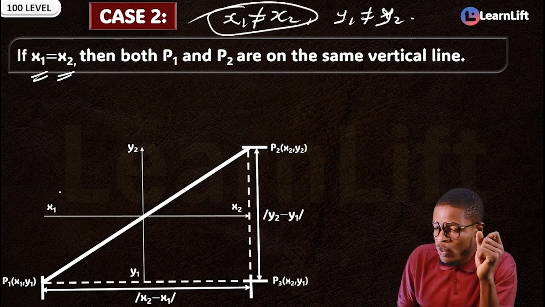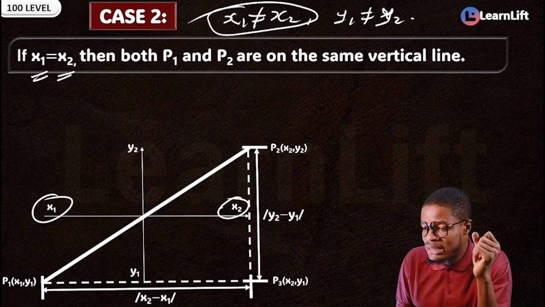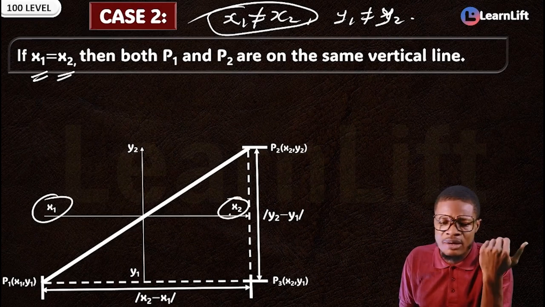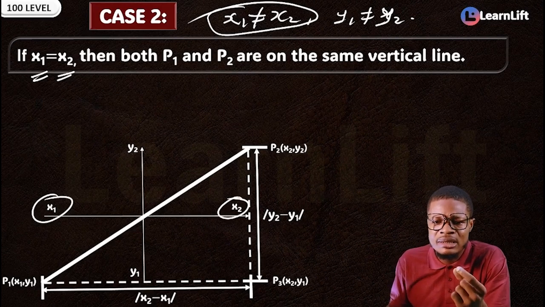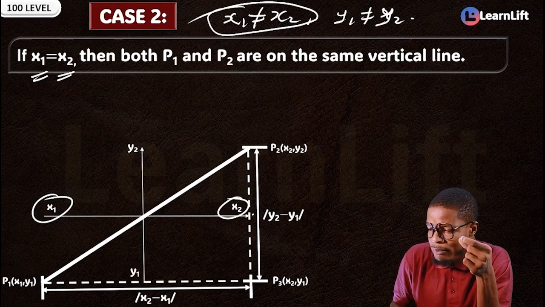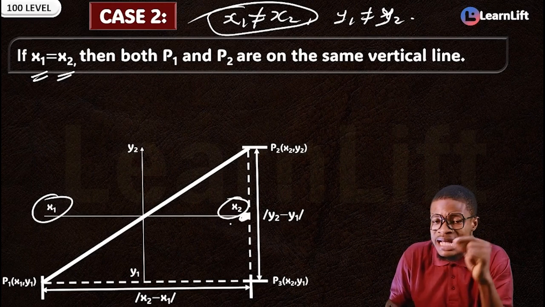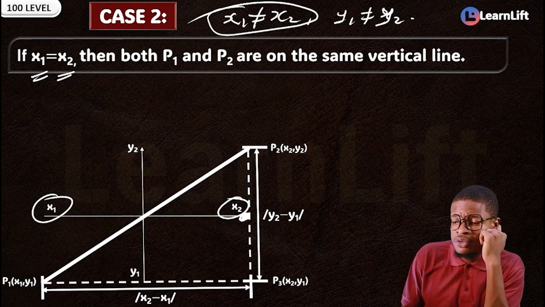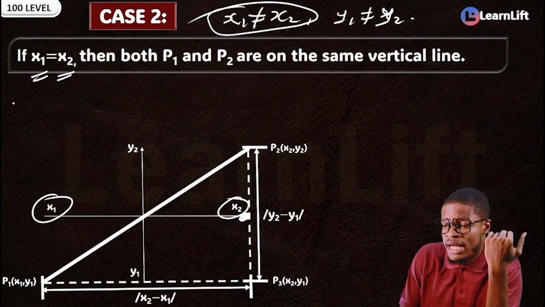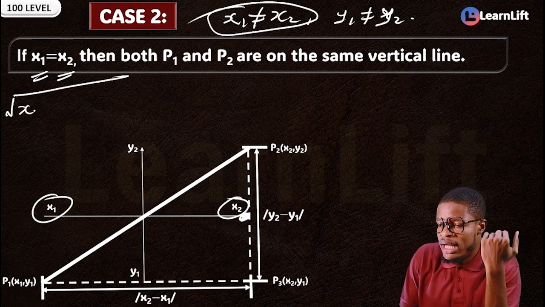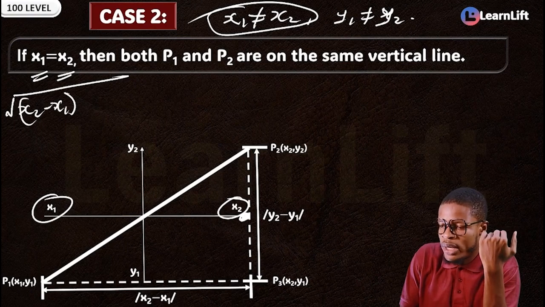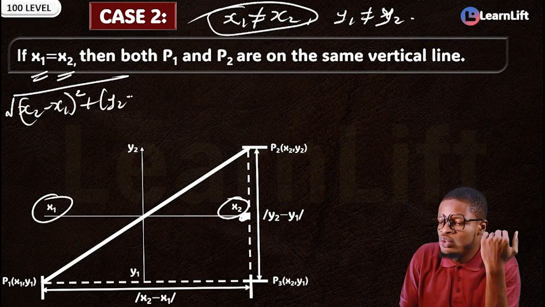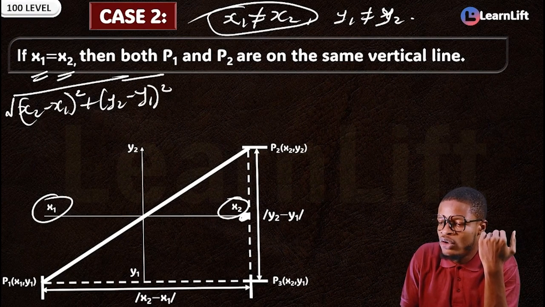What happens when x1 and x2 are the same? It means they're not going to have this kind of distance that we have here. If they are the same, that means the point that we are locating as x1, that same point is x2. Follow me first. You know your distance formula, right? Your distance formula is the square root of x2 minus x1 all squared, plus y2 minus y1 all squared.